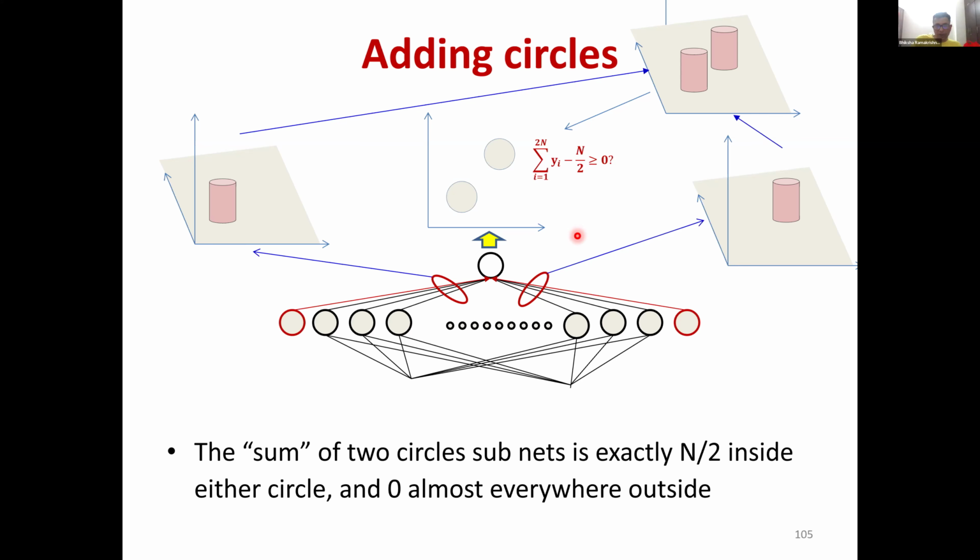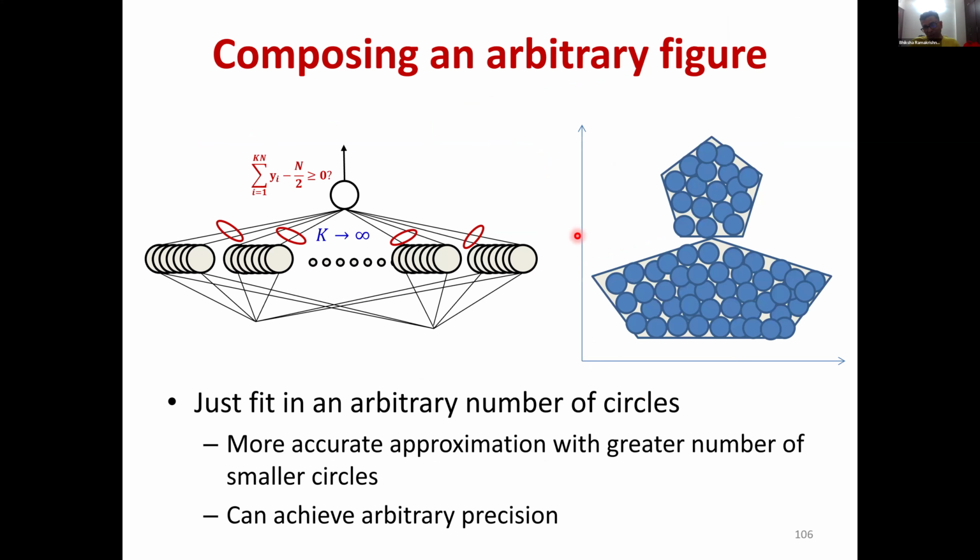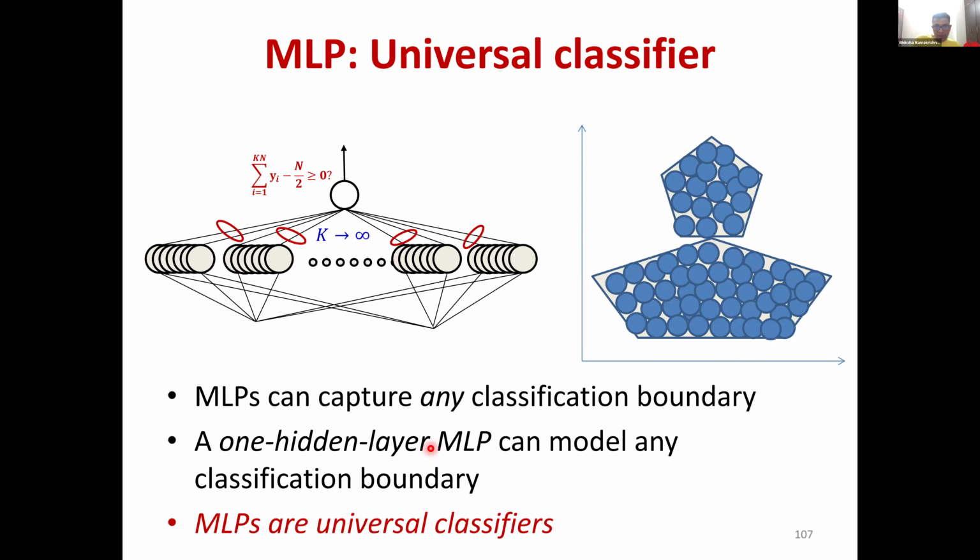Right, and so here's how you compose the double pentagon. It's not going to be exact, it's going to be an approximation, but you can make the approximation arbitrarily accurate by reducing the number of cylinders and packing them tight. And so here's what we get. A one hidden layer MLP can approximate any classification boundary with arbitrary accuracy.